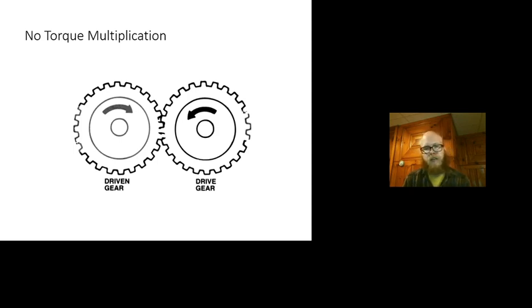No torque multiplication. 2 gears at the same size. This is a 1-to-1 ratio. Nothing wrong with a 1-to-1 ratio, but that just means we get what we're given.